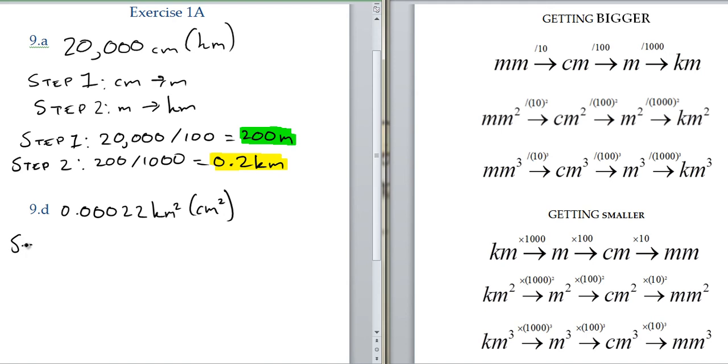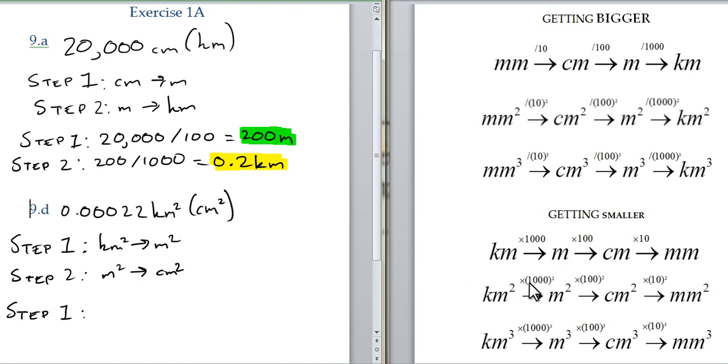So step 1 will be to convert from kilometers squared into meters squared, and then step 2 will be to convert from meters squared into centimeters squared. So that's the process, exactly the same as before. So in step 1, we don't divide, because we're going from kilometers squared into meters squared, so we actually multiply by 1,000 squared. Kilometers squared into meters squared, multiplied by 1,000 squared.